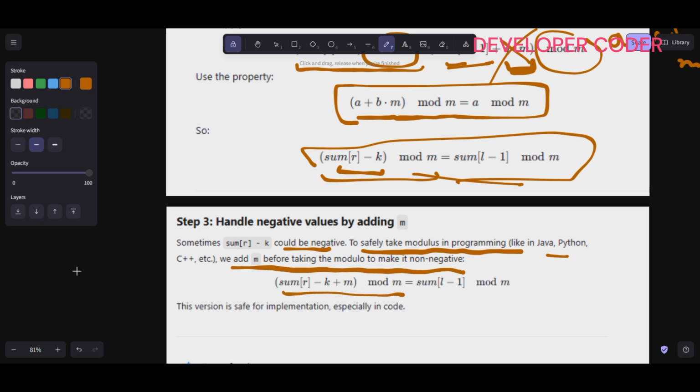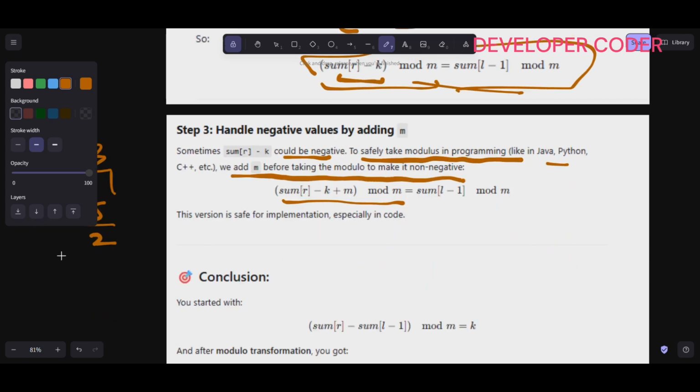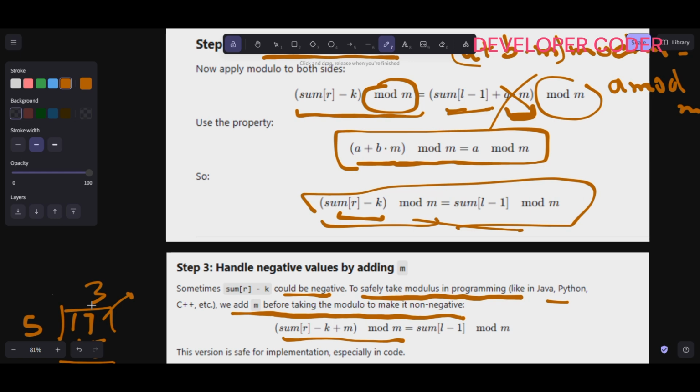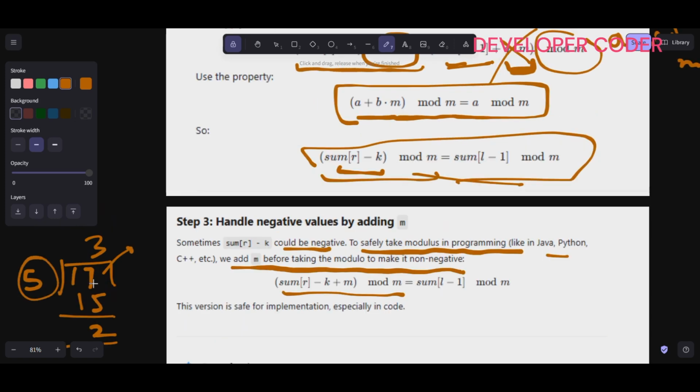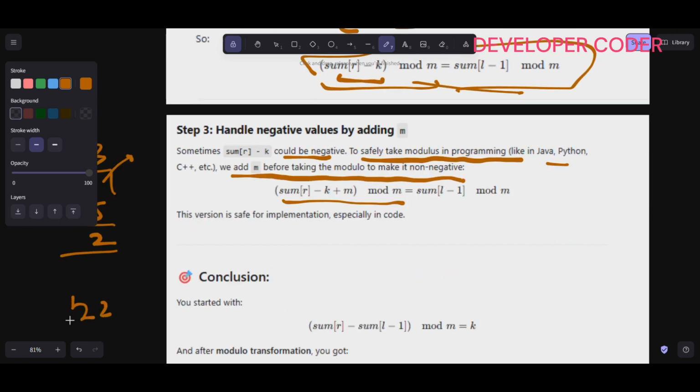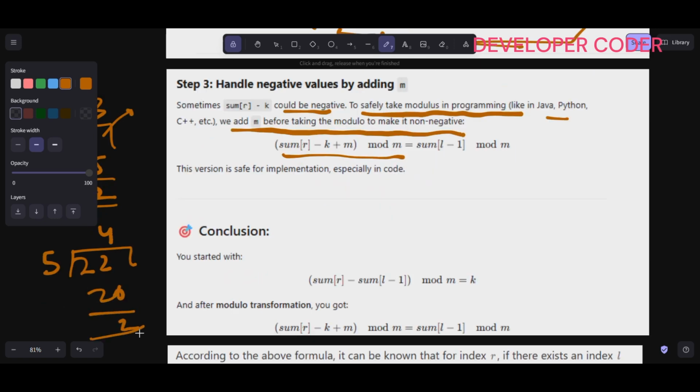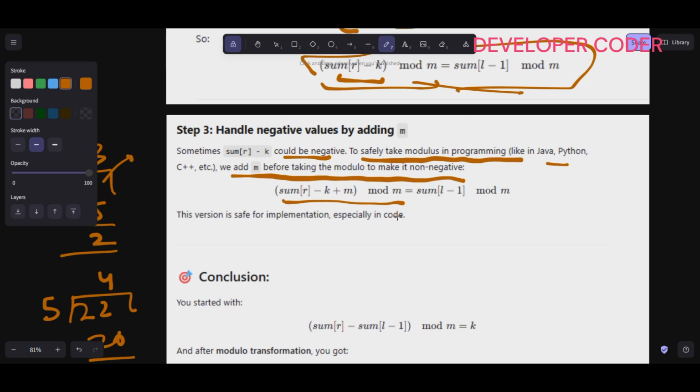Let's suppose 17 and 5. The remainder is 2, since 5 times 3 is 15. Now if you add the M value again, say you add 5 again, you get 22. If you do 22 mod 5, there is no change in the remainder; you again get 2. That's the reason we can do this, to make it positive, since sometimes the integer may be negative.